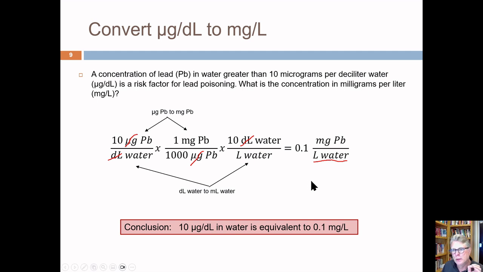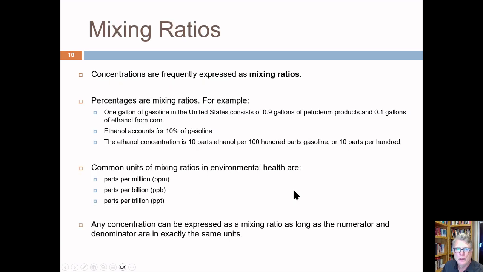So here let's just take a look at the type of units here. We have amount in milligrams per volume in liters. So this is one of those mass per volume or weight per volume expressions of concentration. I think a lot of you are probably pretty comfortable with that kind of unit. There's another kind of unit, though, that sometimes people are less comfortable with, and that's a mixing ratio.